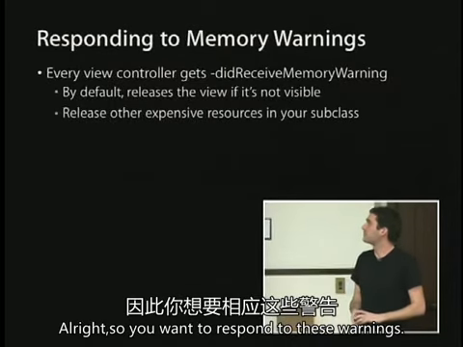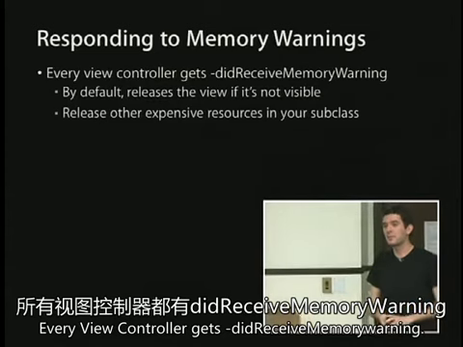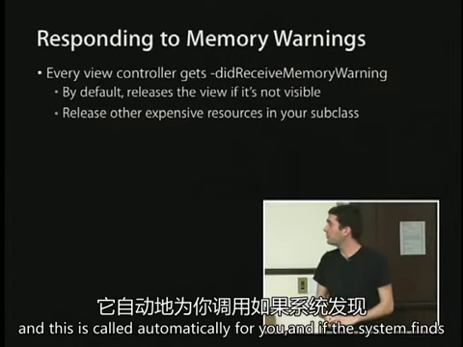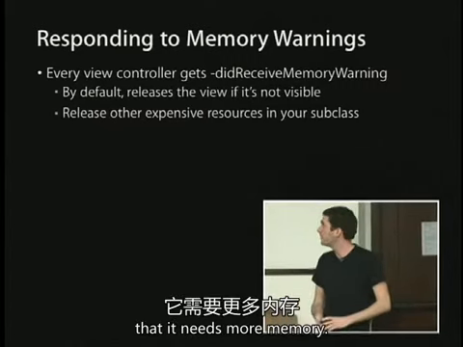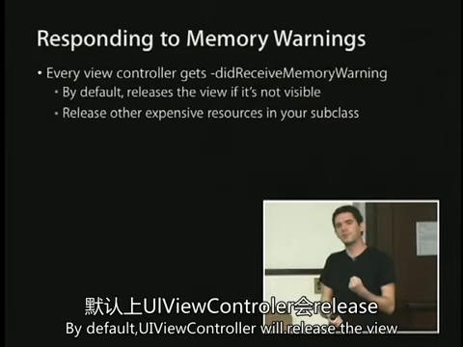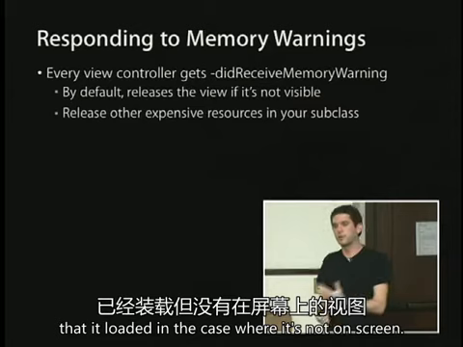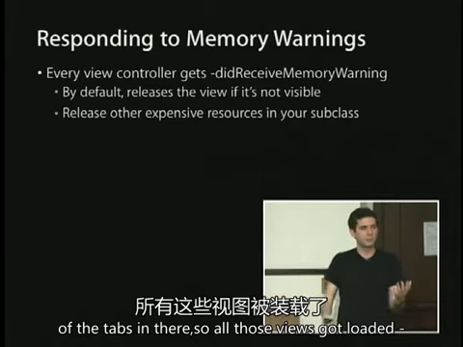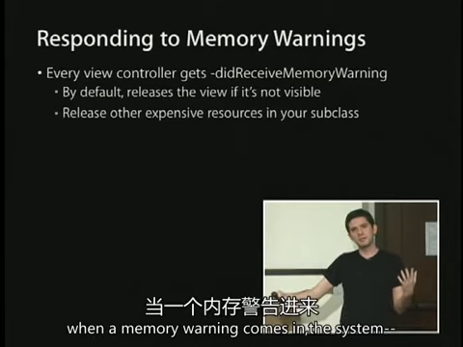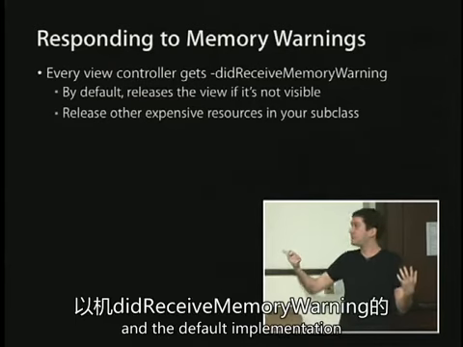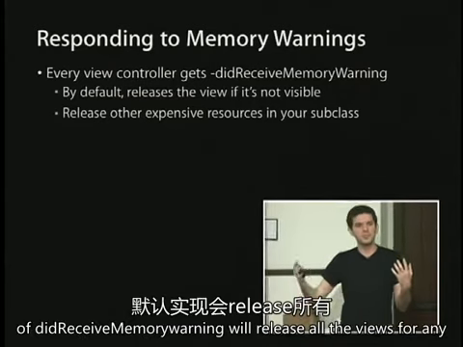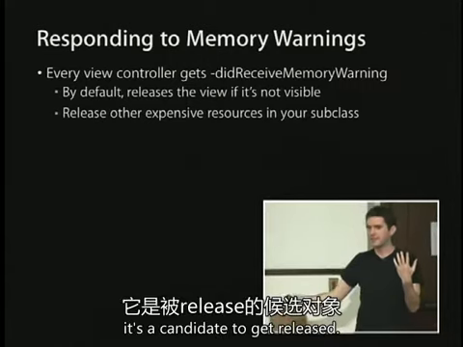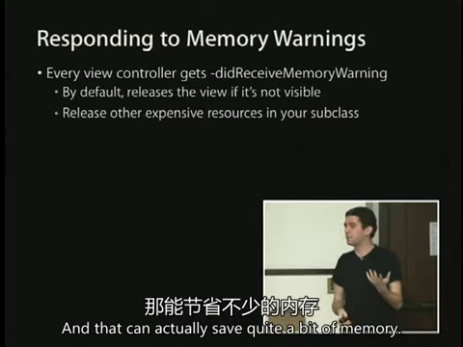All right, so you want to respond to these warnings. Every view controller has didReceiveMemoryWarning. It's a method you can implement on your view controller subclass. And this is called automatically for you if the system finds that it needs more memory. By default, UIViewController will release the view that it loaded in the case where it's not on screen. So if you've got a tab bar controller and the user has actually tapped on 3 of the 4 or 5 of the tabs in there, so all those views got loaded, when a memory warning comes in, the view controller itself, in the default implementation of didReceiveMemoryWarning, will release all the views for any of the view controllers that aren't the one that's currently visible. So if the view's not on screen, it's a candidate to get released. And that can actually save quite a bit of memory.